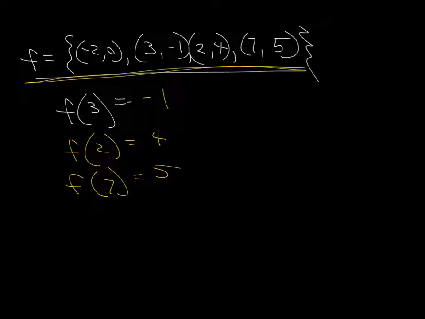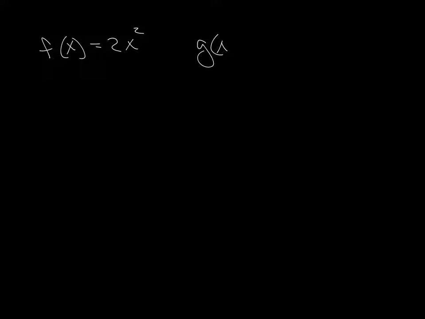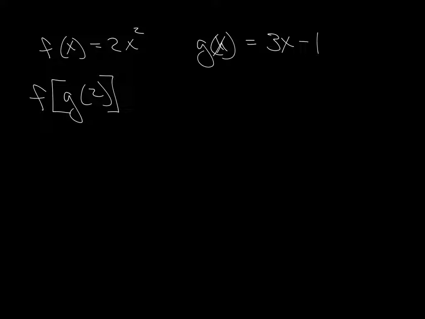Alright, so last example here, example number 8, says that we have f of x equals 2x squared, and g of x equals 3x minus 1. Okay, so there are our two functions. They want to know what f g of 2 equals. They don't even explain this, but the way you say that is f of g of 2.